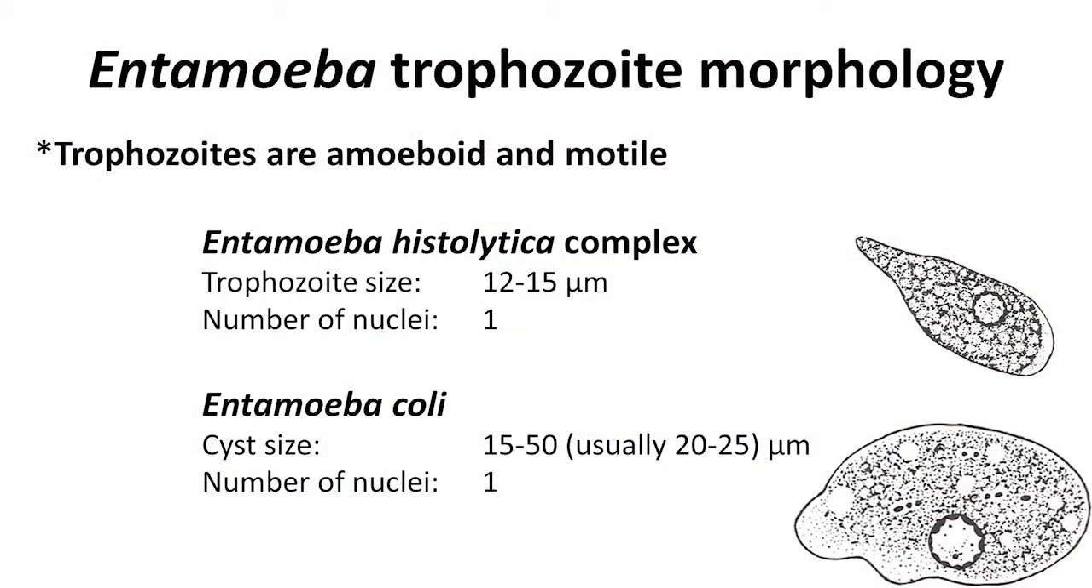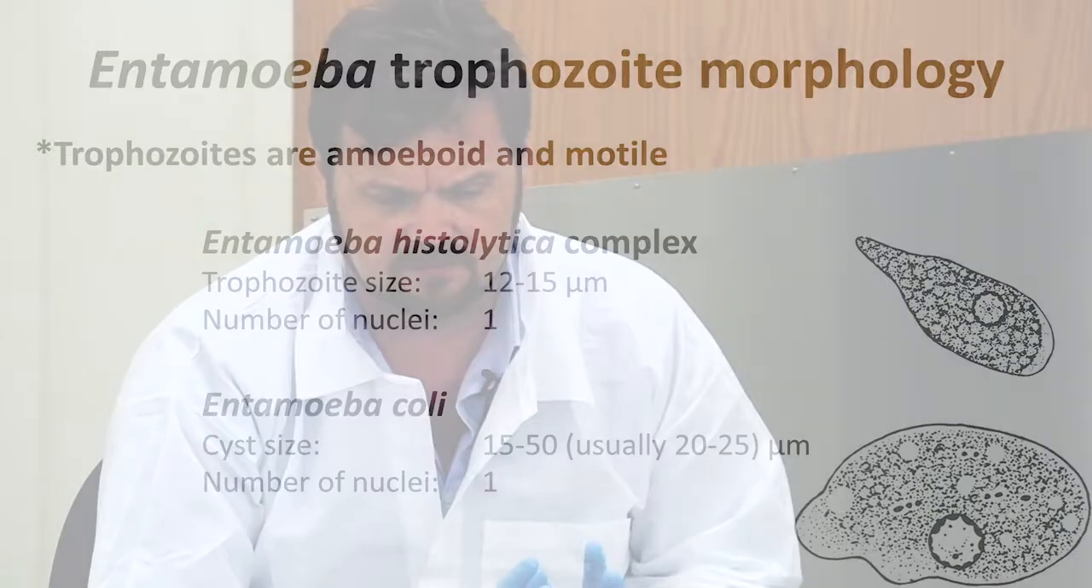Let's look now at the trophozoites. As I said earlier, size matters. So Entamoeba histolytica complex, average size of trophozoites is 12 to 15 micrometers. And the Entamoeba coli, generally the trophozoites are much bigger, 15 to 50. And normally 20 to 25 is the standard range.